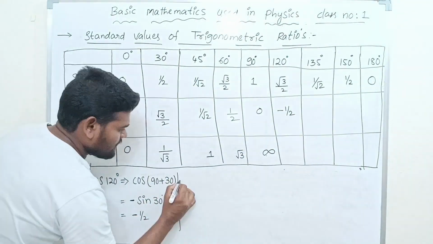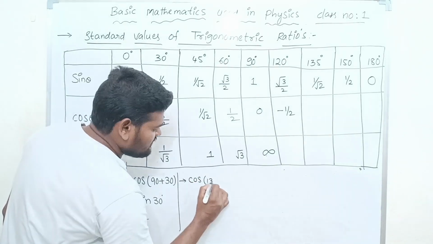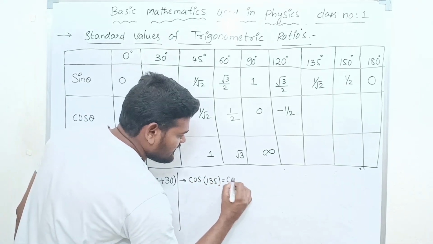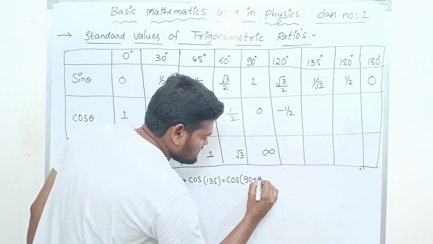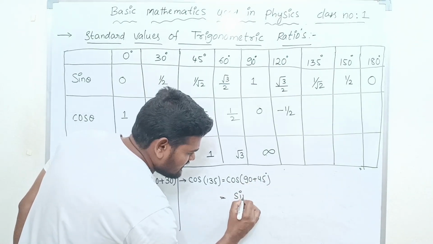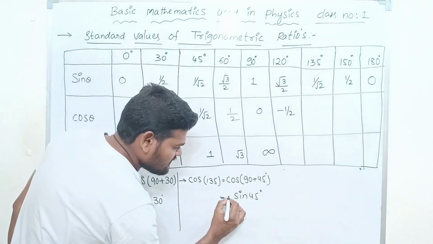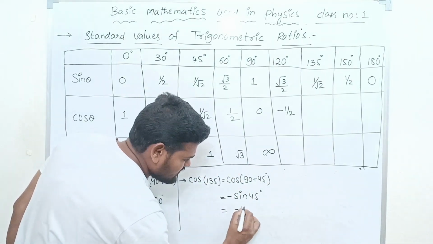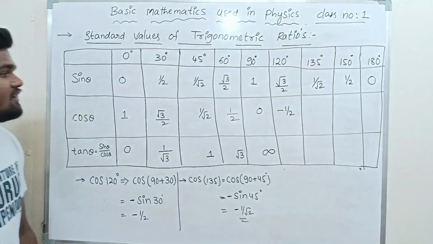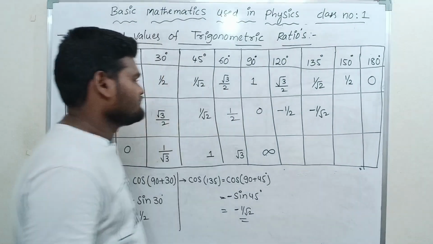Next one. Cos of 135. Cos 135 can be written as cos of 90 plus 45. So at 90 degrees, cos can be turned as sin theta. Cos 90 plus theta, second quadrant. In second quadrant, cos is negative. Sin 45, minus 1 by root 2. And here we will get minus 1 by root 2.